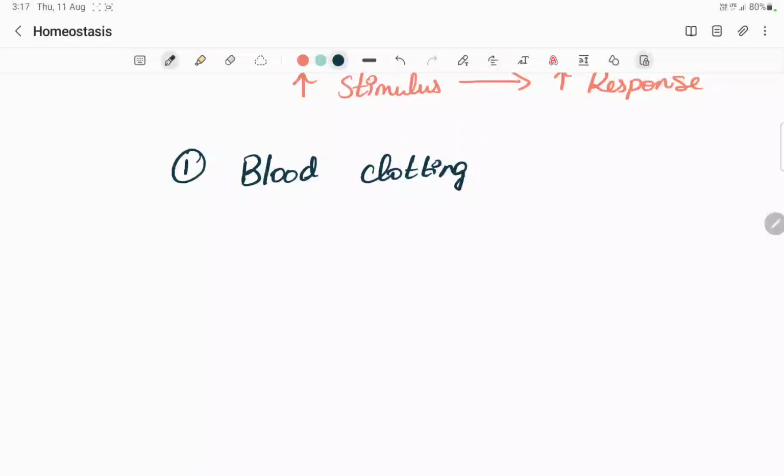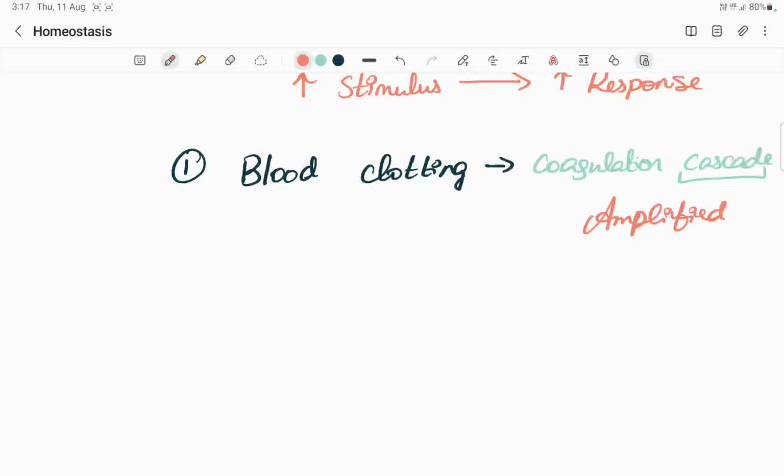Okay, so when blood clotting happens, the coagulation cascade is amplified, right? So in blood clotting, the coagulation cascade is amplified. There's a stimulus, there's an increase in the stimulus, which leads to an increased response. We'll go to our second example.